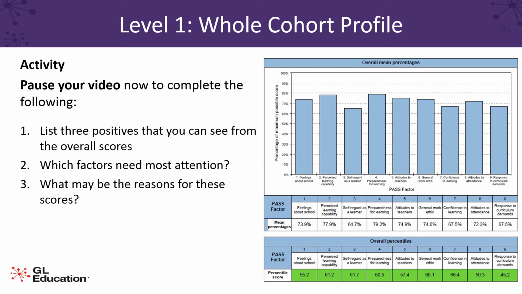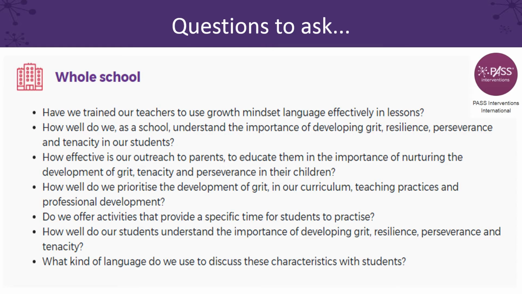So, for example, if there are some really positive scores seen, what is it that you do in your school that supports your students' attitudes in this way? The next question to ask is, what could you do to maintain or increase these attitudinal factor scores? The PASS interventions, which you have access to through your TestWise account, will be a really useful tool here.